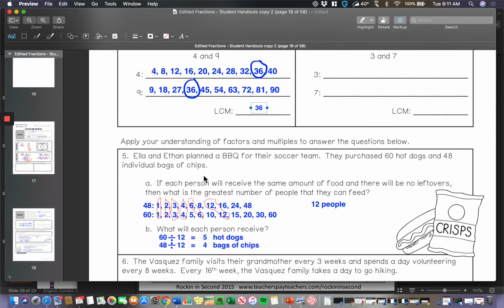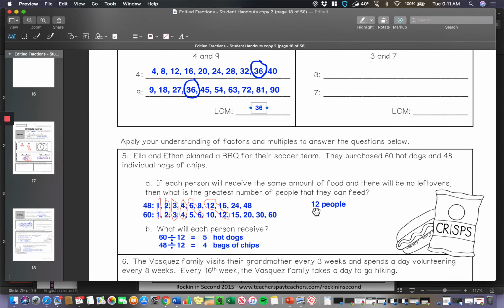So moving down to the bottom of the page, it says Ella and Ethan planned a barbecue for their soccer team. They purchased 60 hot dogs and 48 individual bags of chips. It says A, if each person will receive the same amount of food and there will be no leftovers, then what is the greatest number of people that they can feed? So the first thing I did here was create factors of 48 and 60, and I listed all those factors here.